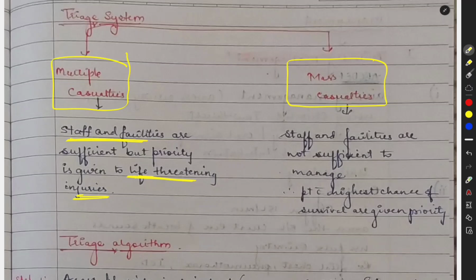But in mass casualty, n number of casualties come to the hospital. At that time, the staff and the facilities are not sufficient. So, the hospital management will prioritize those patients who have highest chance of survival. So, the priority is given to those who have highest chance of survival. In multiple casualty, those who have life-threatening injury are given priority. In mass casualty, those patients who have highest chance of survival are given priority.